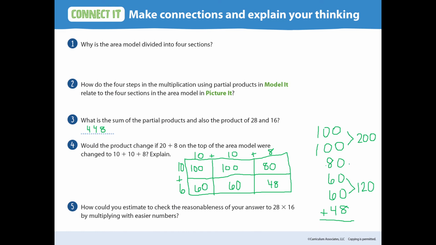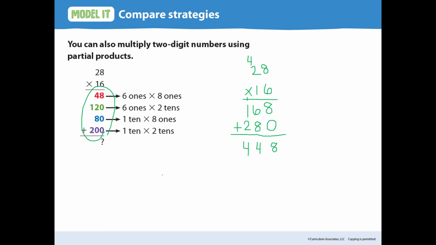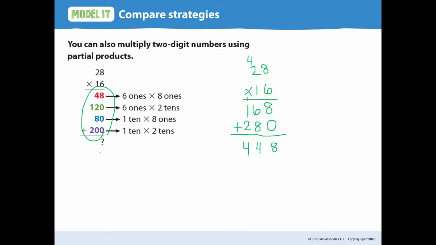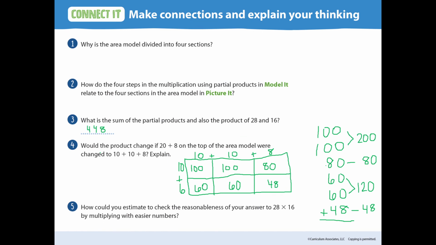And then 80, we can keep 80 just the same because there's only one of them. And we're going to keep 48 because there's only one of those. So if we look at our numbers here, 280, 120, and 48, those are still the exact same numbers that we looked at before. So no, the product would not change if we change the area model to 10 plus 10 plus 8. Basically, we're still using the same numbers. 10 plus 10 plus 8 is still 28. We just broke it down a little bit further.